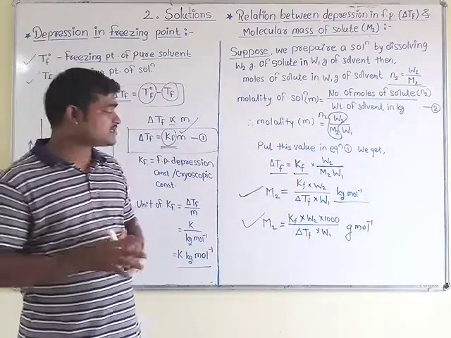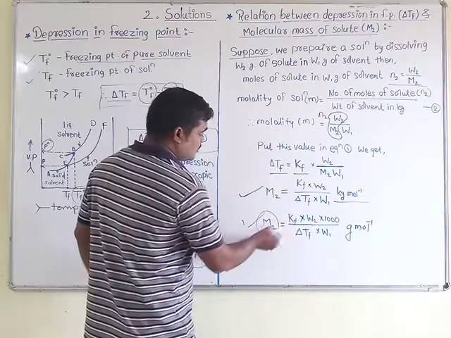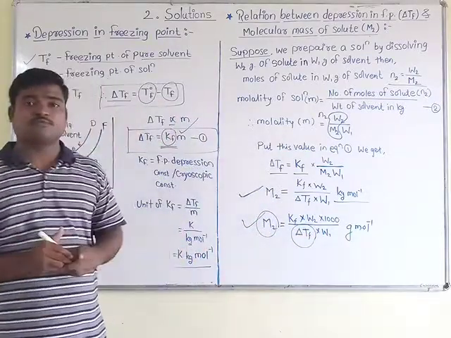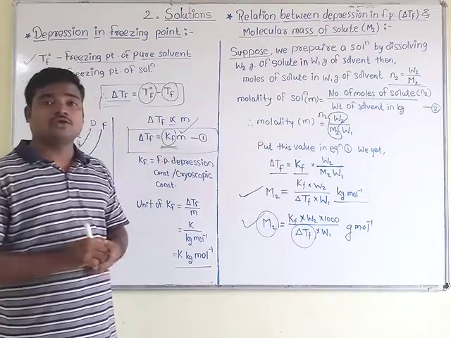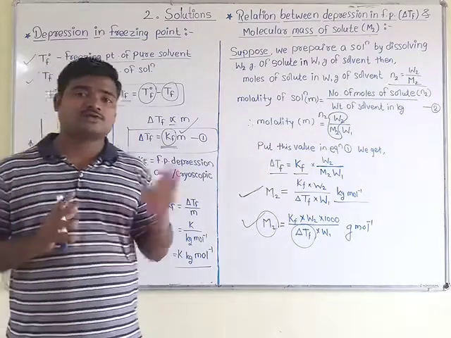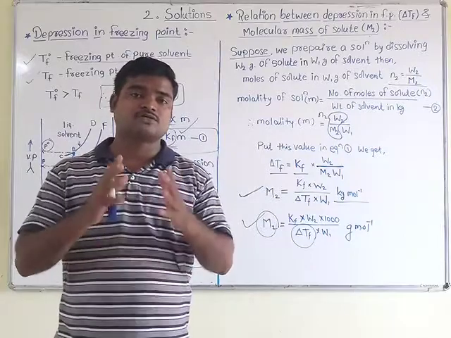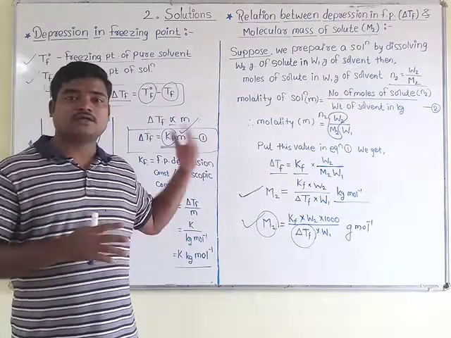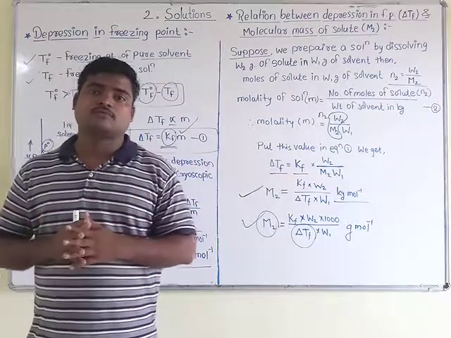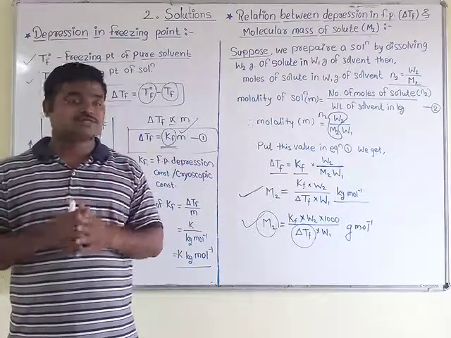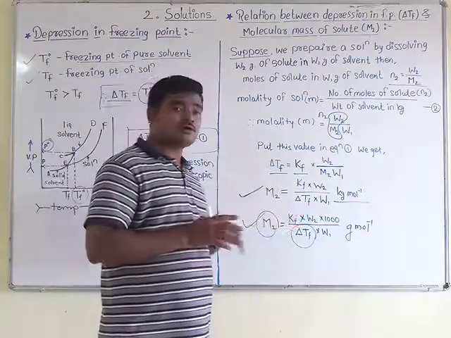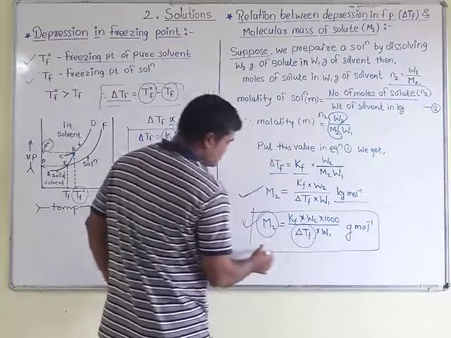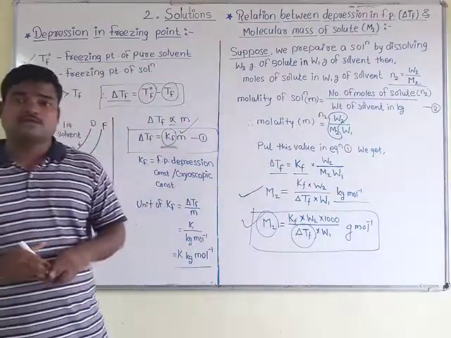So this is the relationship between the molar mass of the solute and depression in freezing point, that is delta Tf. A number of numericals are also there on this equation. You just go on solving, and for better understanding you can also review this video, and just go on solving the numericals on this final equation for your better preparation. Okay, thank you very much.